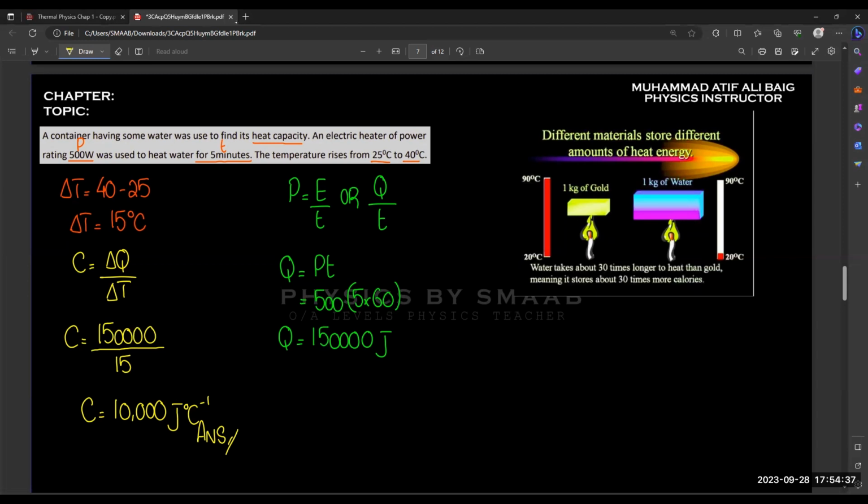Okay. And one more thing that we were talking about, why heat capacity depends upon the mass. So there is another example in front of you. If you take 1 kg of gold and compare it with 1 kg of water, right? Different materials store different amounts of heat energy. Water takes about 30 times longer to heat than gold, meaning it stores about 30 times more calories, because gold can be heated up very quickly as compared to water, right? So basically heat capacity, the word capacity actually means the total capacity of a substance to store heat, right?